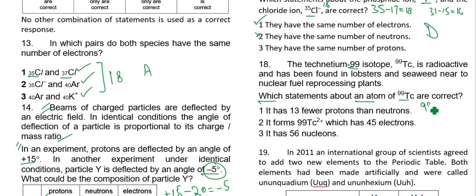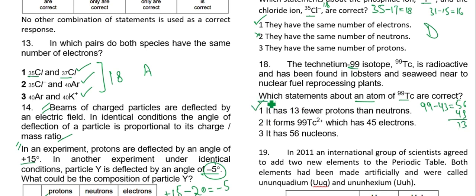So if I subtract 99 minus 43, what answer do I get? It's 56. The suggestion says that it has 13 fewer protons. So now we got 56 neutrons. If I subtract its atomic number, which is again 43, is it 13 or not? If it is 13, then I can say it has 13 fewer. So 56 minus 43, yes, 13. So suggestion 1 is correct.